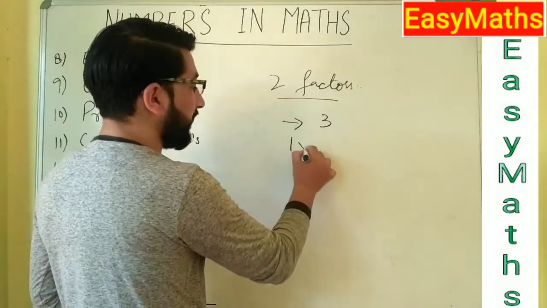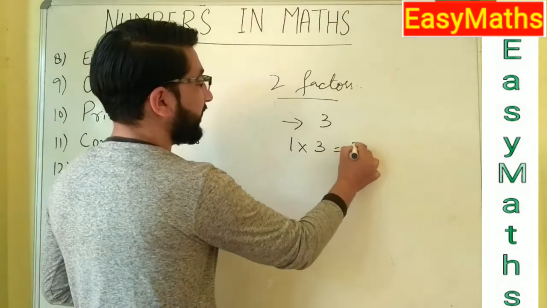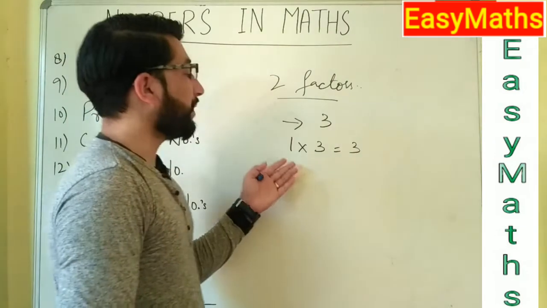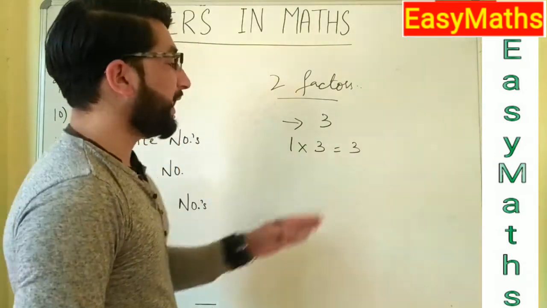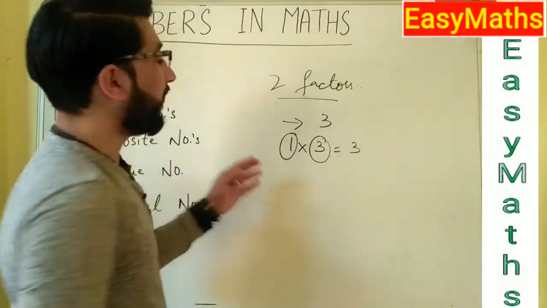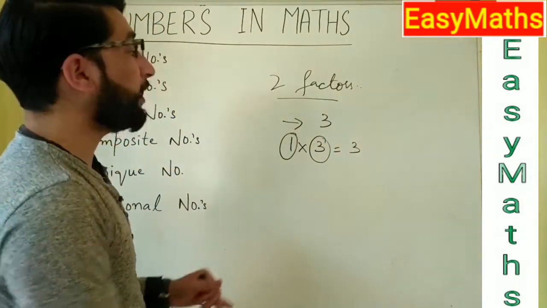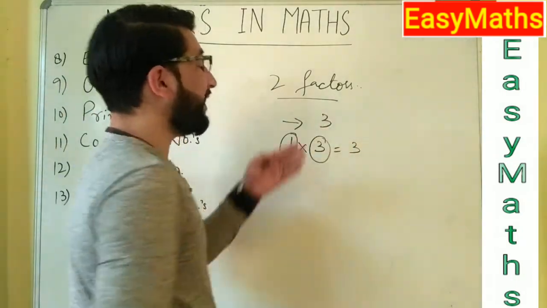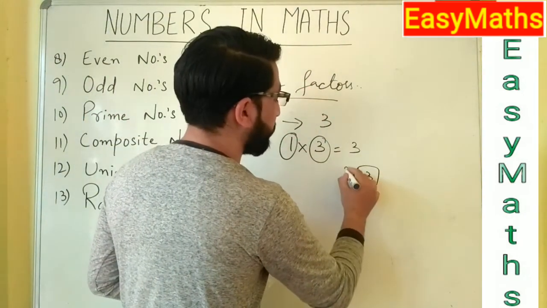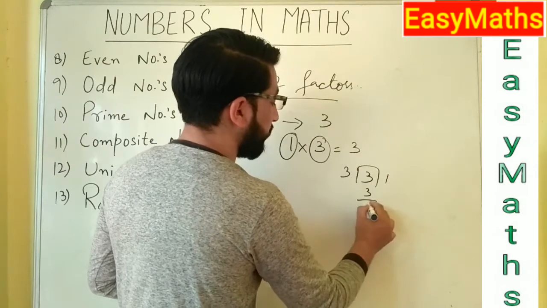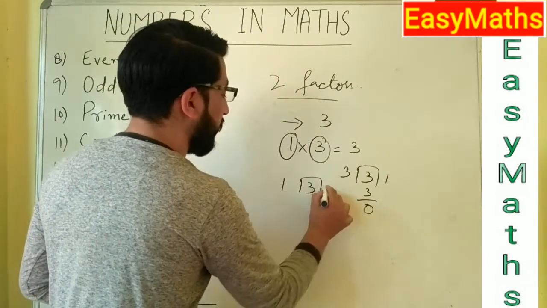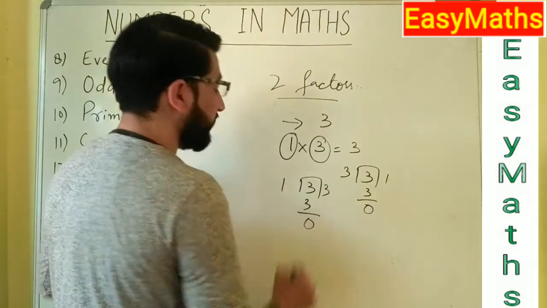What numbers should be multiplied to obtain 3? That means when we multiply 1 with 3, we get 3. We can't multiply any other number to obtain 3. That means this 1 and 3 are factors of 3, or the numbers that divide this given number. Suppose 3 is divided by 3, 3 ones are 3, our remainder is 0. Or we divide this 3 by 1, 1 three is 3, our remainder is 0.